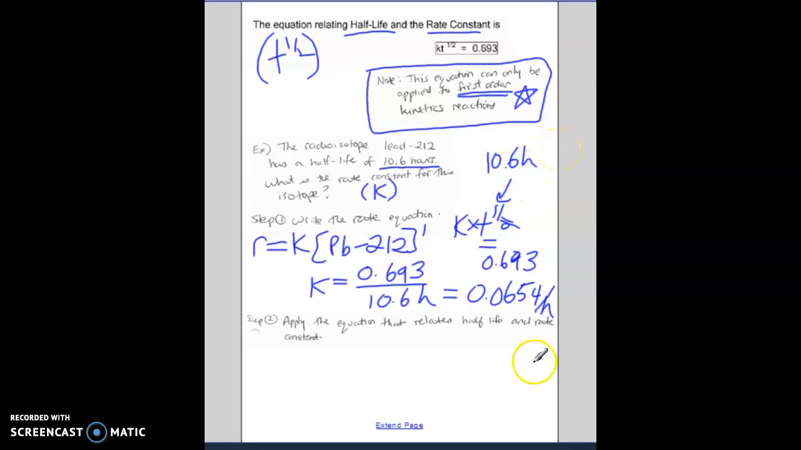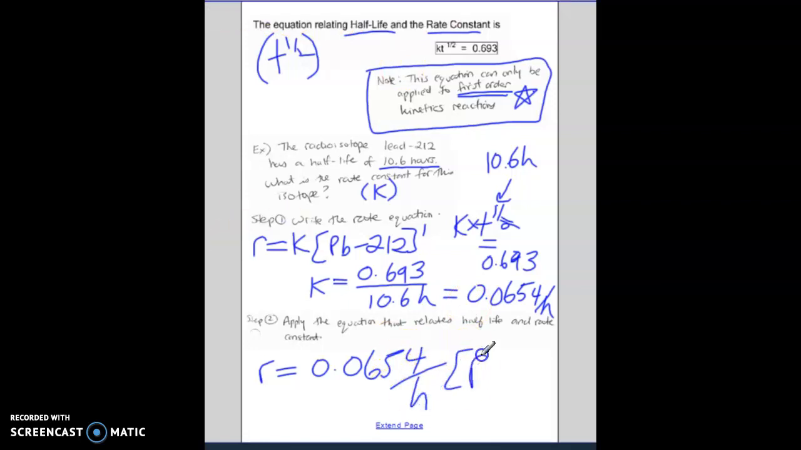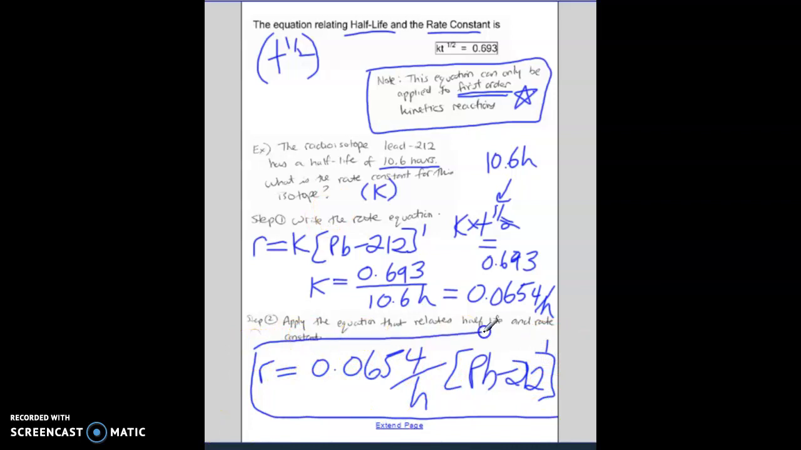Every isotope is different. So if we write out our rate expression, it becomes R is equal to 0.0654 per hour, lead-212 to the 1. We're simply solving and putting in our K value.